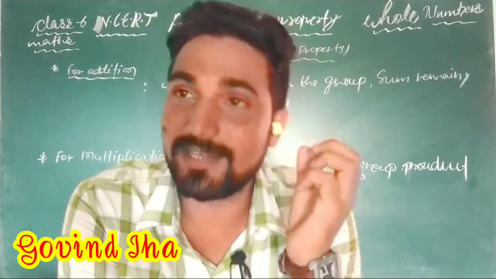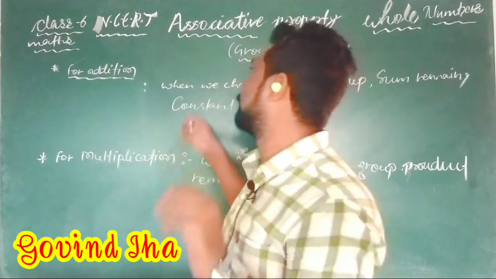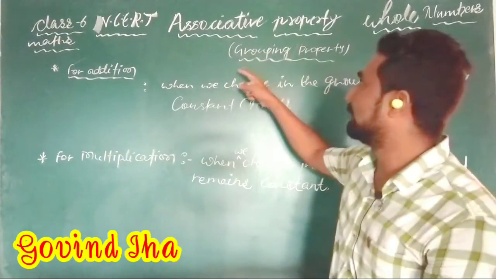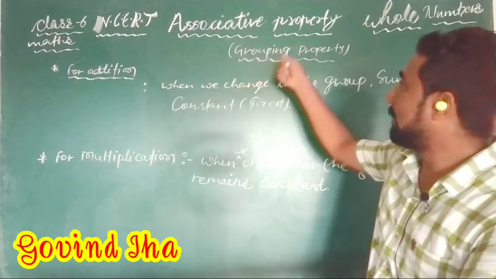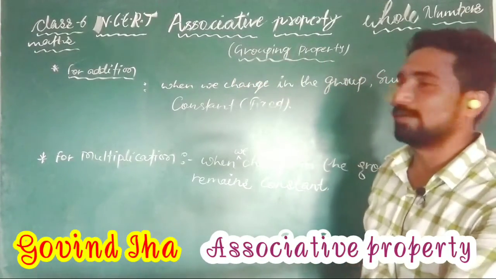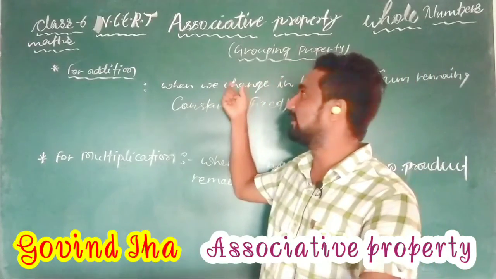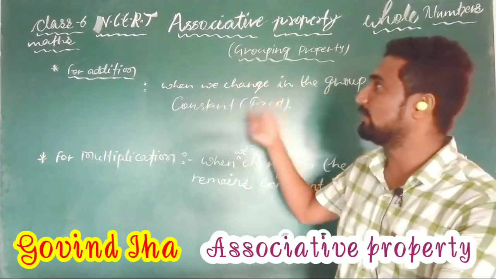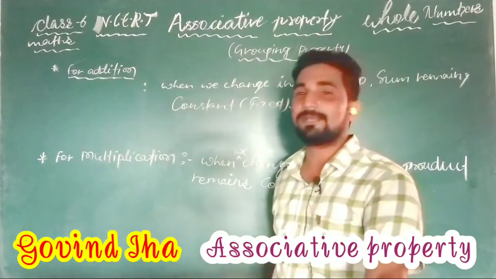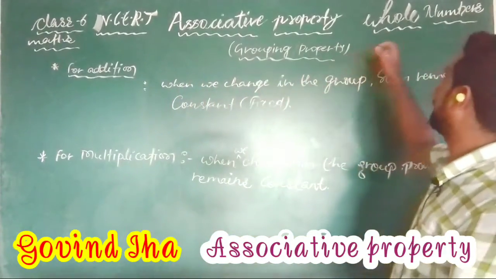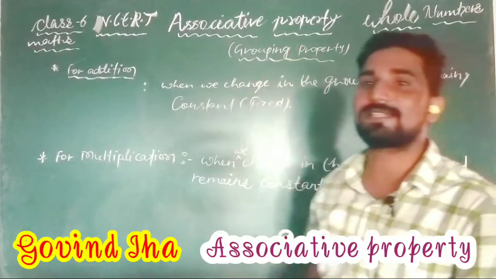Just pay attention and have a look at what I've brought for you all. It's written already on the board, you must be getting this. The name of the topic is associative property, and it is also called grouping property. I will tell you later why it is called grouping property. It is for class 6 mathematics, and the chapter name is whole numbers, from NCERT.